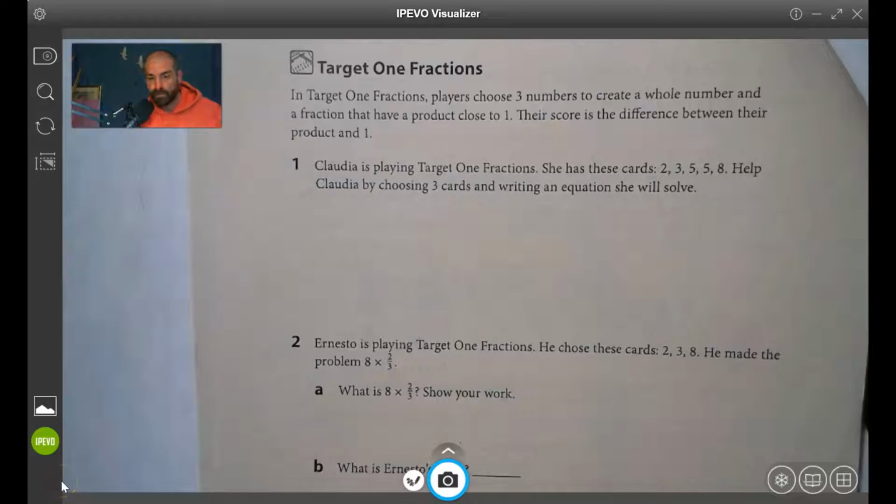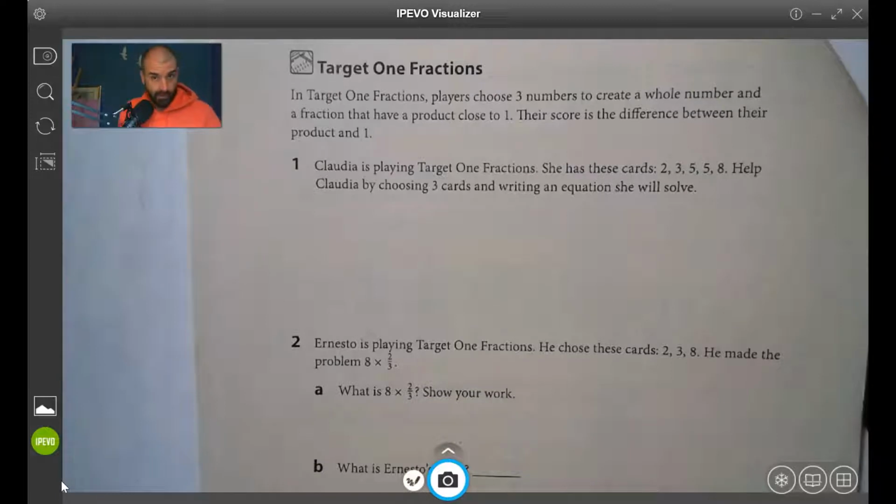All right, hi. So this is Target One Fraction. Hopefully you've played this game, and hopefully I figured out a good way to do it in school there. In Target One Fractions, players choose three numbers to create a whole number and a fraction that have a product close to one. Their score is the difference between their product and one.